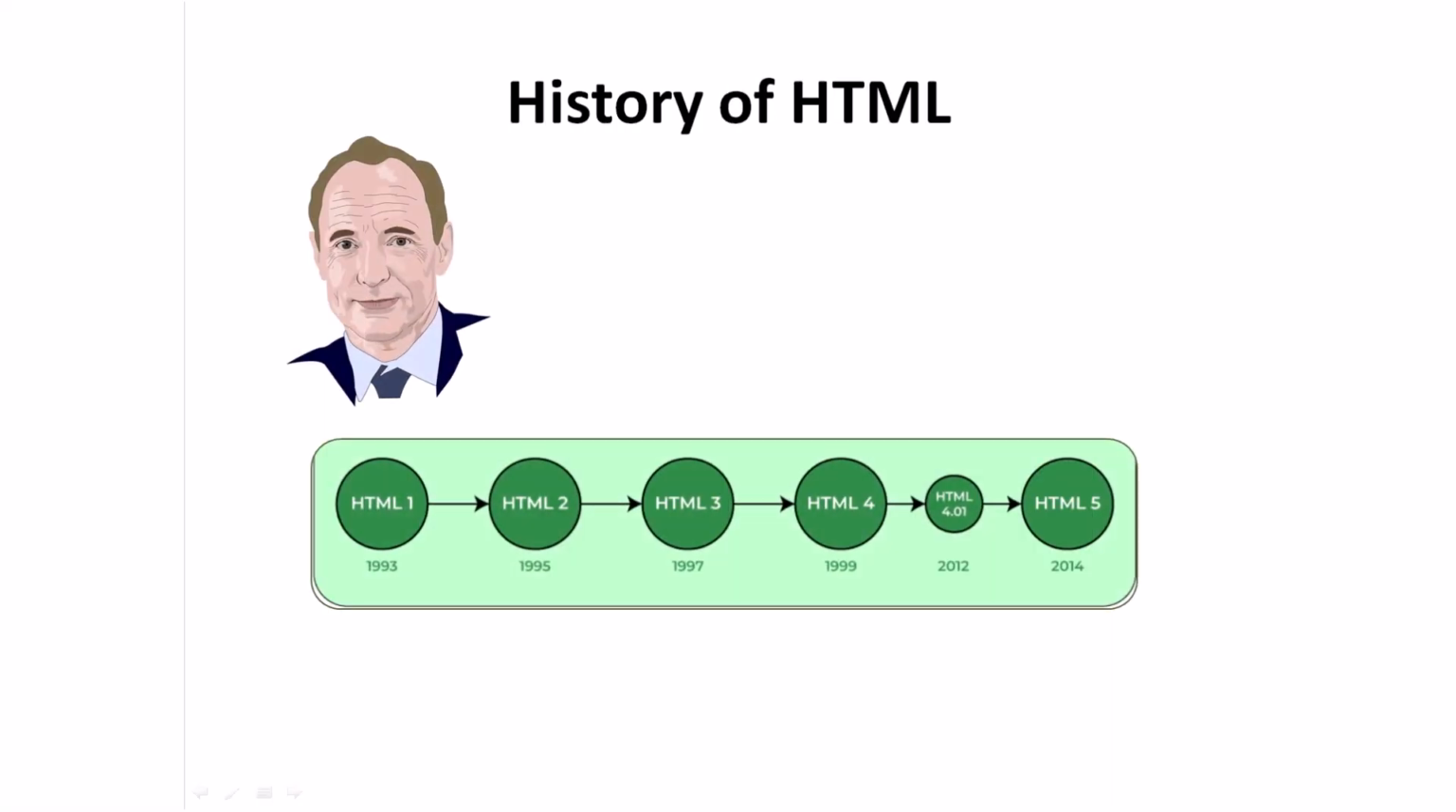History of HTML. HTML was developed by Tim Berners-Lee in 1991 while working at CERN. The goal was to create a standard for sharing documents on the internet using hyperlinks. The first version, HTML 1.0, was developed in 1993. It is a basic structure for web pages.